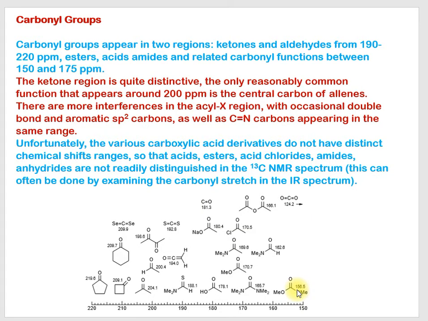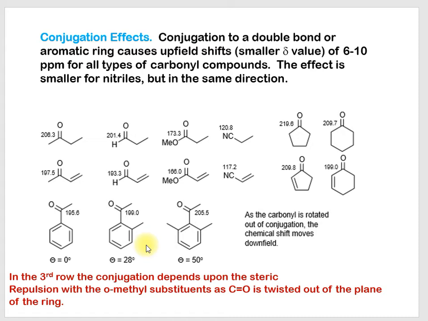Then in the case of carbonyls, you will see that the ketones are more deshielded as compared to aldehydes. Let's see the examples here. Here you have a ketone, where you have a CH3. Here you have a hydrogen. The other side remains the same. But you can see 206 for this carbonyl, 201.4 for this carbonyl.